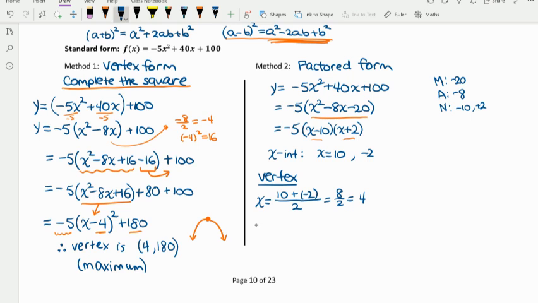And what's my y value when I plug in 4? Negative 5 times 4 squared plus 40 times 4 plus 100.